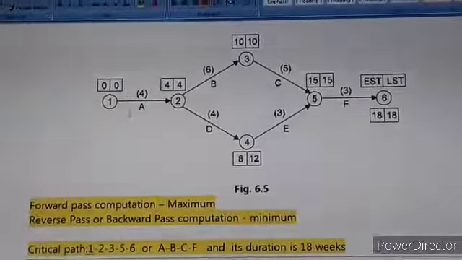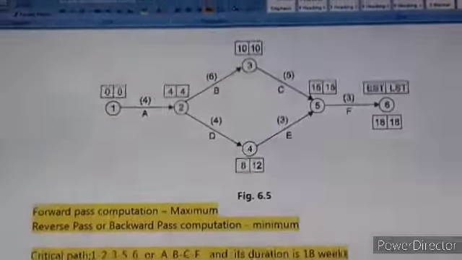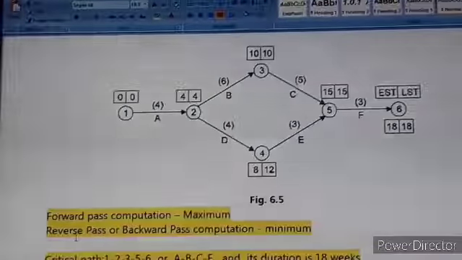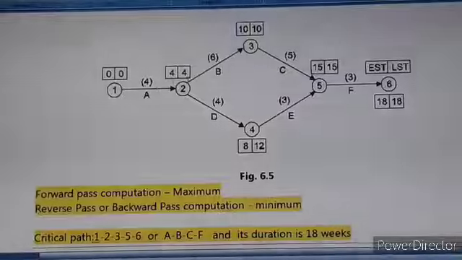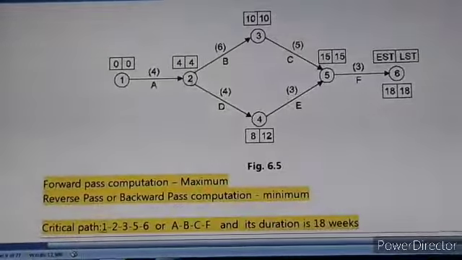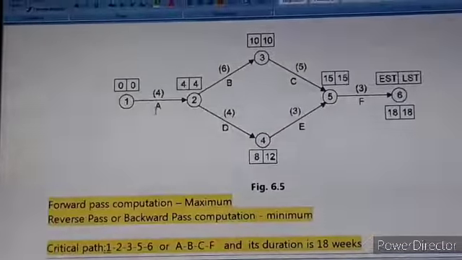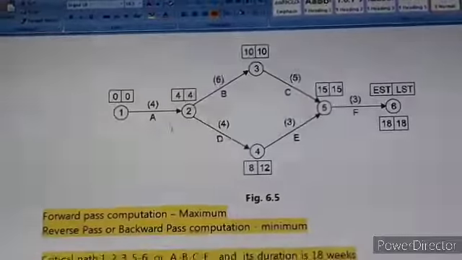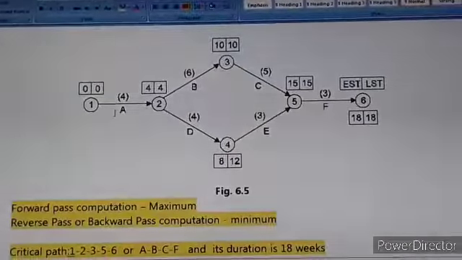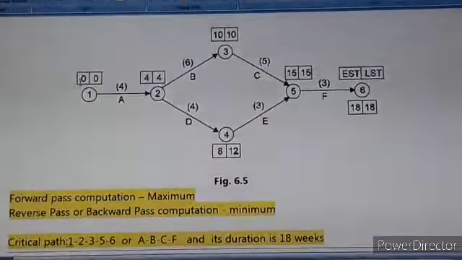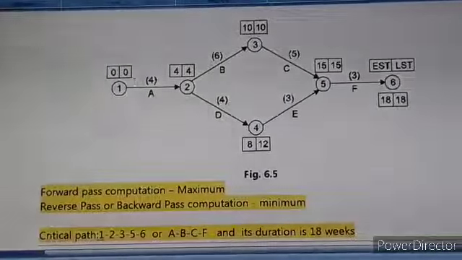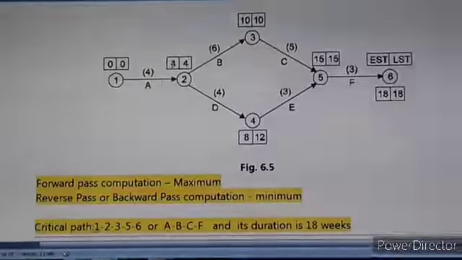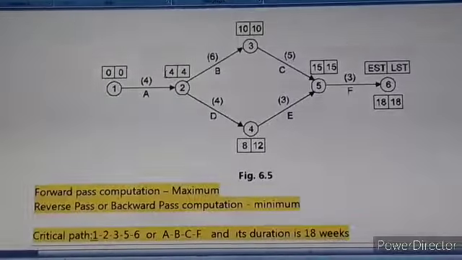Now let us start with activity A. Again we have a forward pass and a reverse pass. During the forward pass we have to take into account the maximum value of the activity, and during the reverse pass we have to take into account the minimum value of the activity. So with respect to A, the earliest start time is 0 and the earliest finish time is 4. So how to find this earliest finish time?